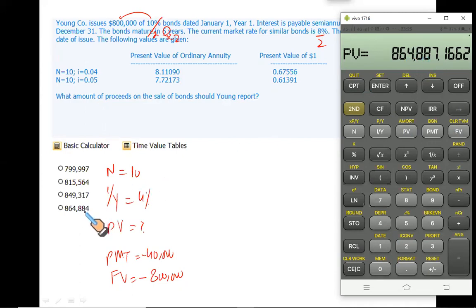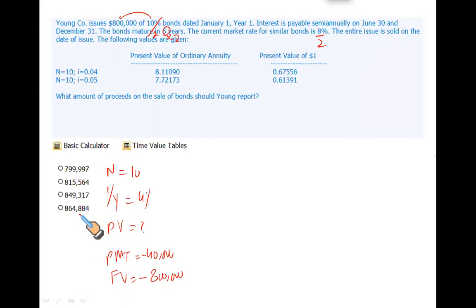864,887, just $3 off. Just a $3 difference. So still the result is okay. Yes, exactly. That's the semi-annual approach. So 864,884. That makes D the correct option. What else?